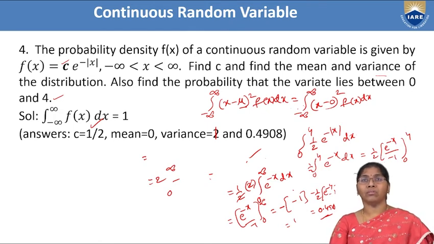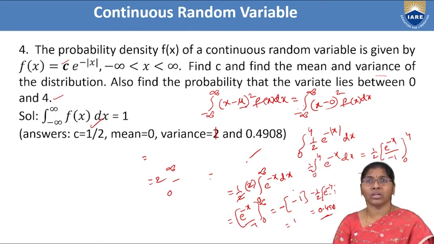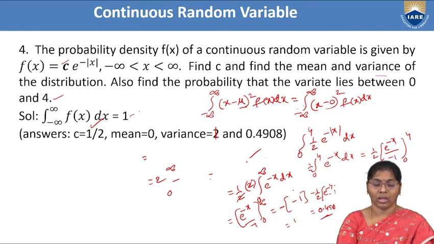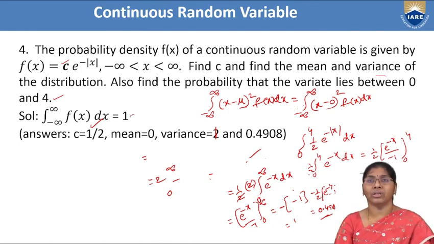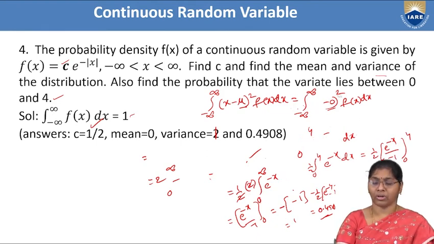To find c, we use the density function: integral minus infinity to infinity f of x dx equal to 1. We get the c value. For the mean, even function into odd function is an odd function, so we get 0. For the variance, even function into even function is an even function, so we get 1. And finally, integral 0 to 4, I am substituting that also. Now the problem is completed.